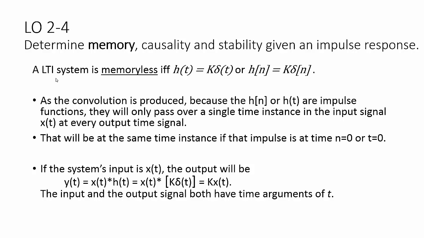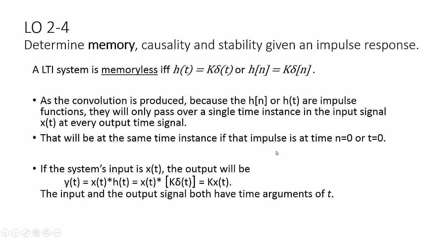Memory. An LTI system is memoryless if and only if h of t is k delta of t, or h of n is k delta of n. This is the definition for how we can determine whether a system has memory based on the impulse response. Our impulse response is a scaled impulse at time 0, whether it's continuous time or discrete time.